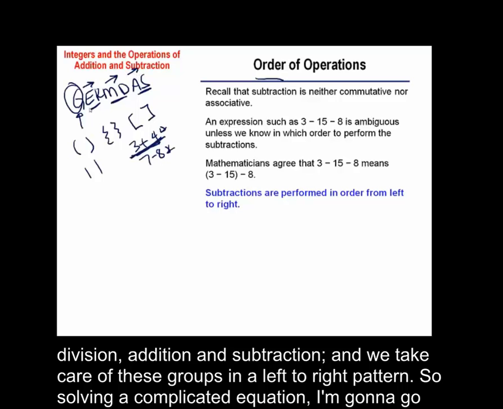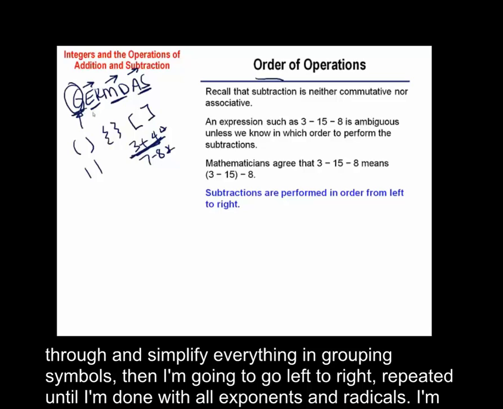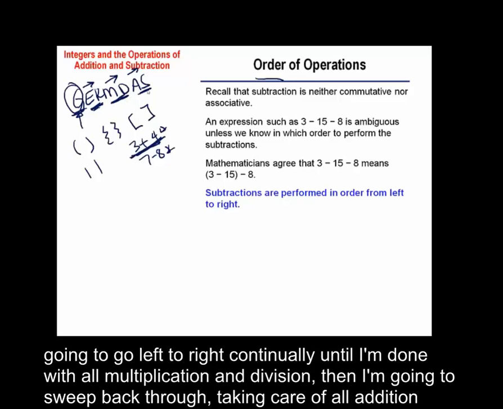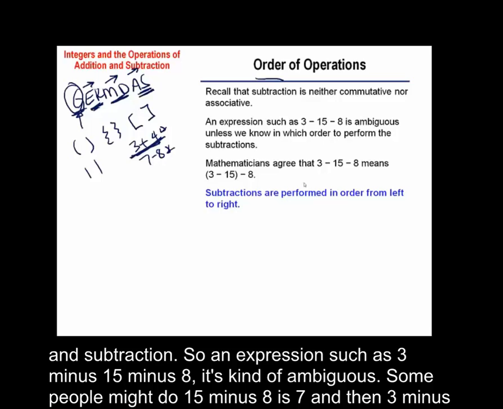So solving a complicated equation, I'm going to go through and simplify anything in grouping symbols. Then I'm going to go left to right, repeat it until I'm done with all exponents and radicals. I'm going to go left to right continually until I'm done with all multiplication and division. And then I'm going to sweep back through taking care of all addition and subtraction.